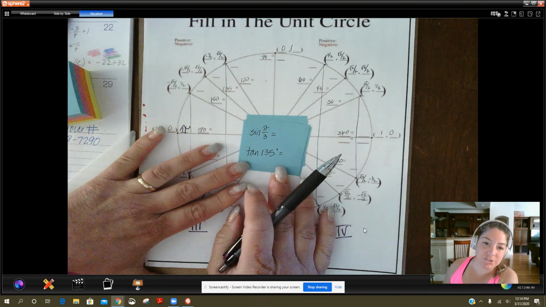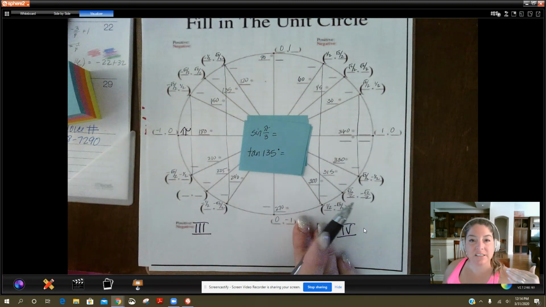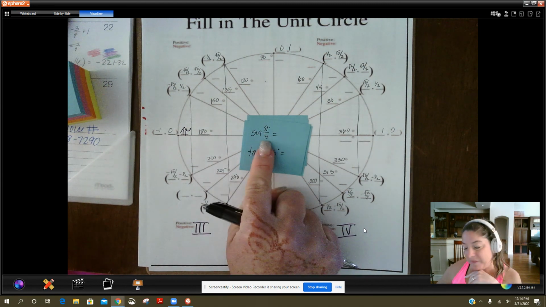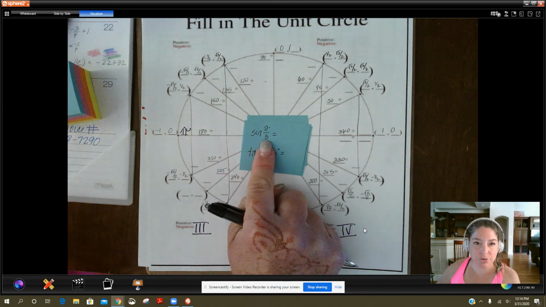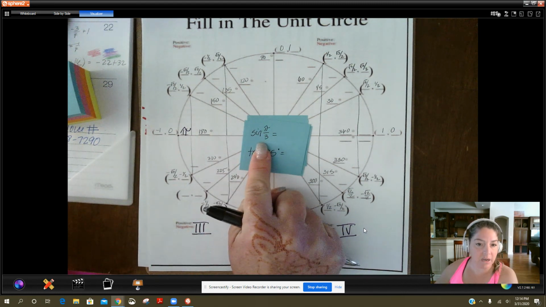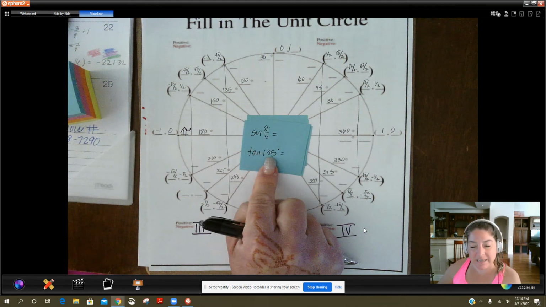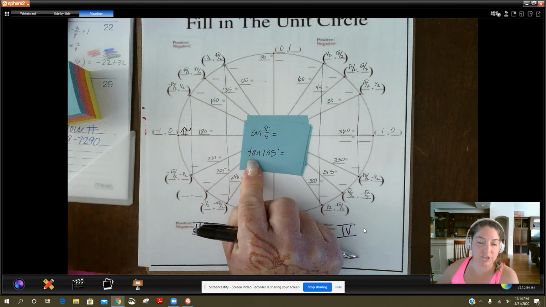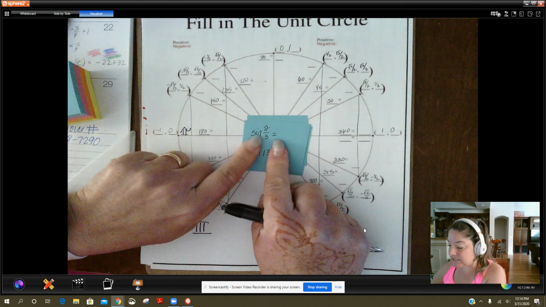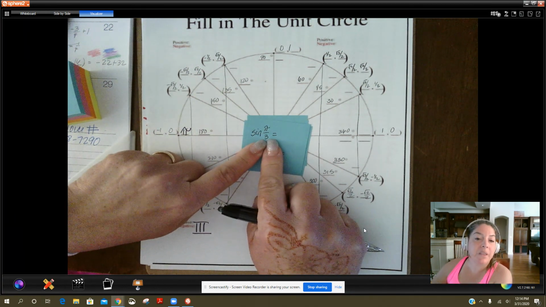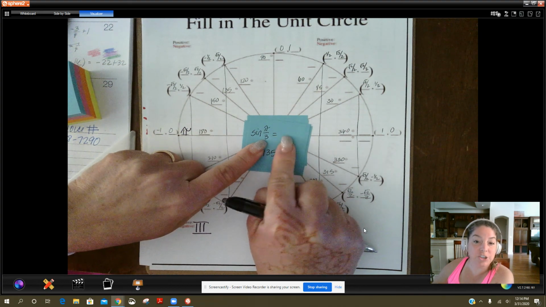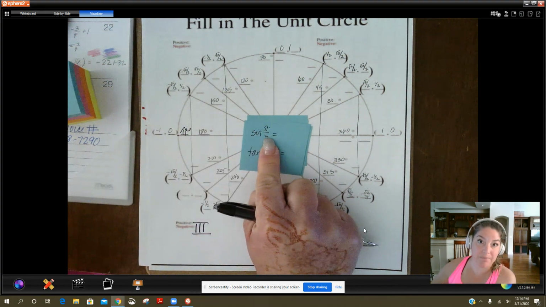Basically what you did yesterday with the unit circle was you practiced going forward. So if I told you what the angle was, could you tell me what the sine of that angle is? If I told you what the angle is, could you tell me what the tangent is? This time you're going to go backwards, okay? So this time I'm going to tell you what the sine is. You're going to tell me pi over 3, okay?